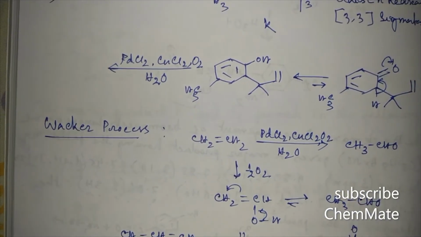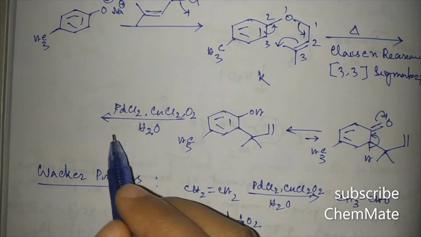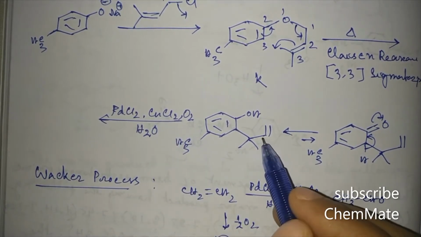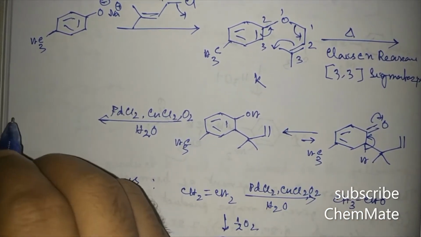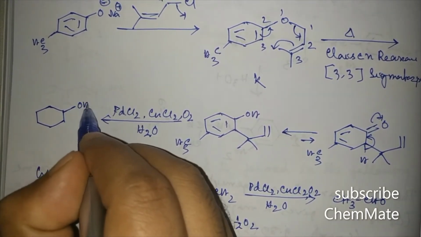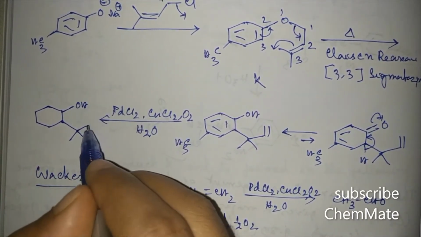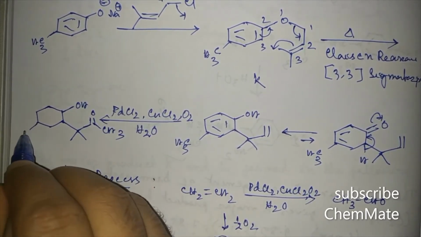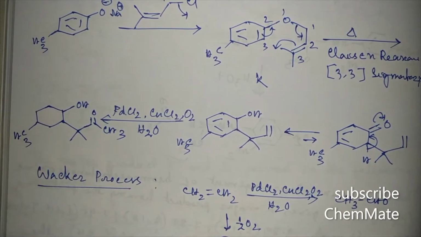So in this reaction, if it is treated with the Wacker process condition, then it will be COCH3. So the product will be OH, it will be COCH3, and here will be a CH3. So this will be the product.